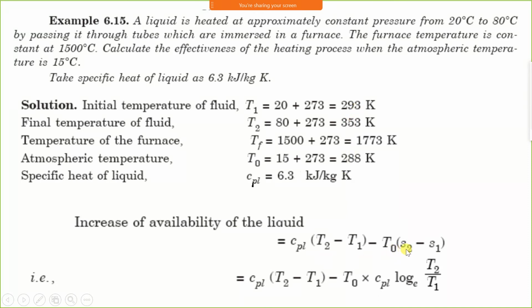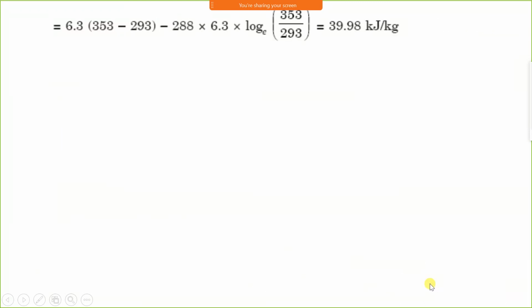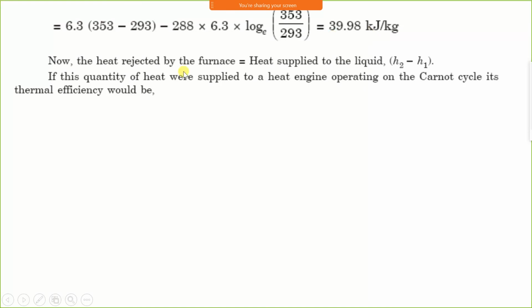Then T0 (S2 minus S1), change in entropy. Now the change in entropy is again Cp ln T2 by T1. In this case we have to consider final temperature upon initial temperature. So 6.3 times (353 minus 293) minus T0, that is atmospheric temperature 288 Kelvin, times Cp 6.3 times ln of final temperature 353 Kelvin upon initial temperature 293 Kelvin, which is equal to 39.98 kilojoule per kg.